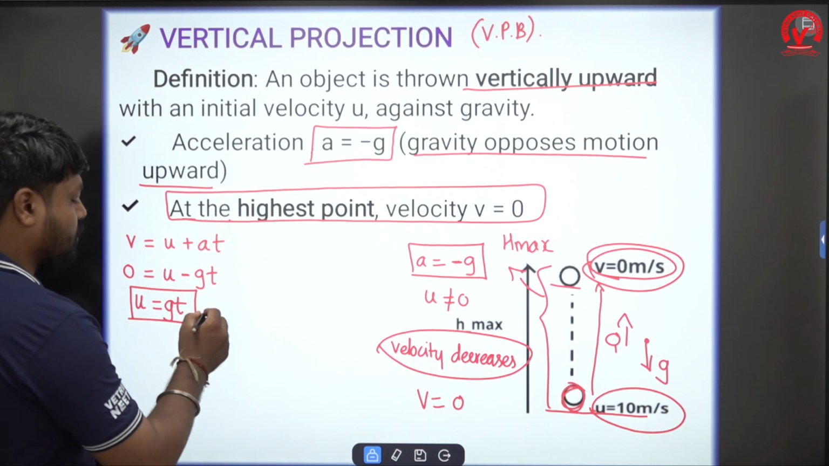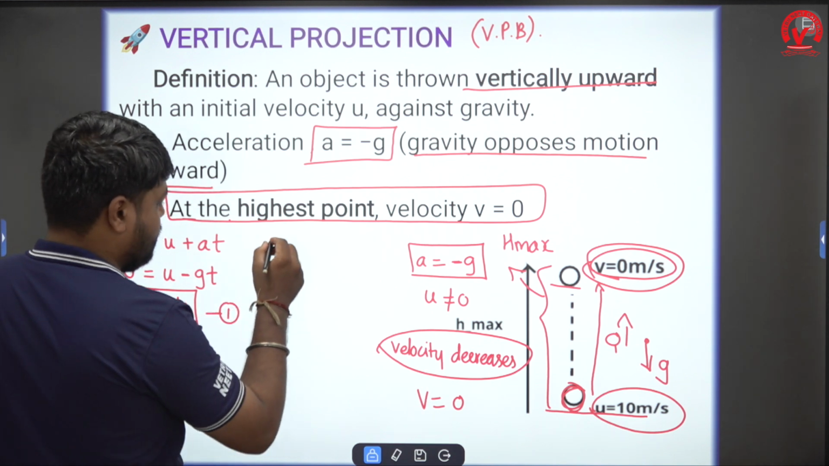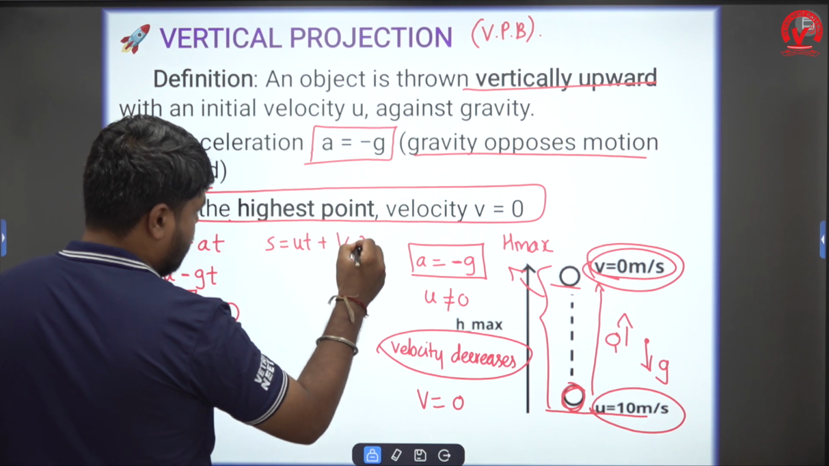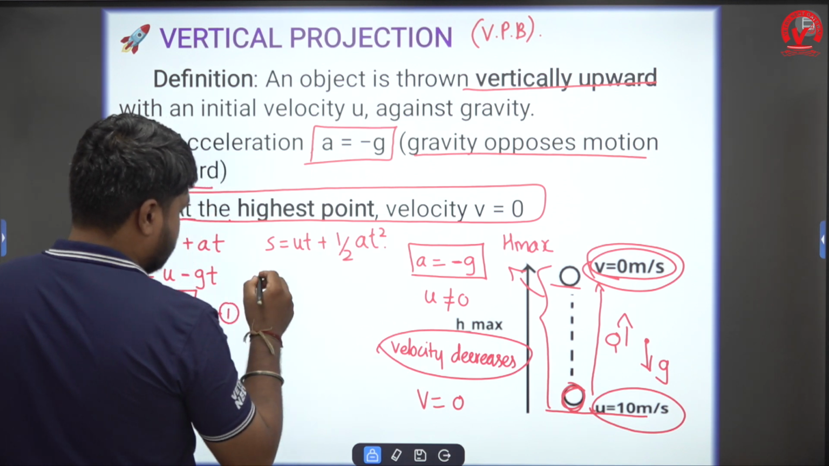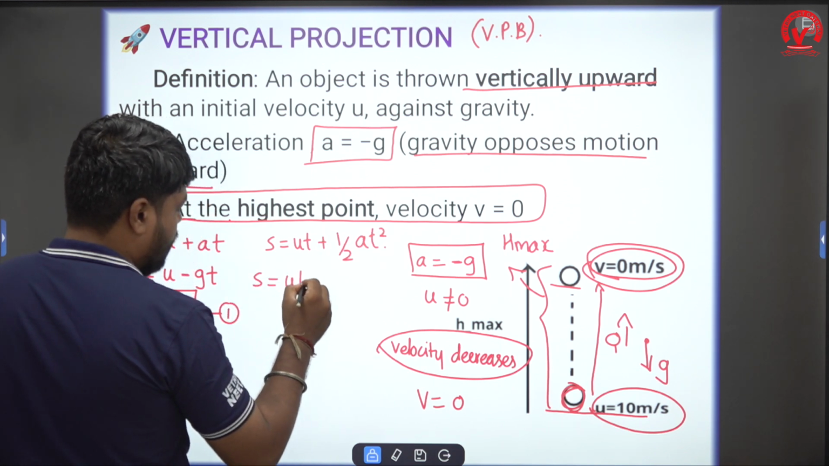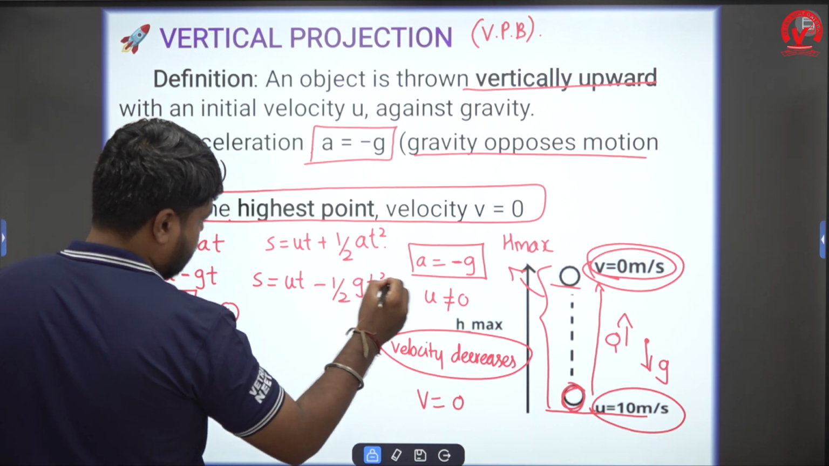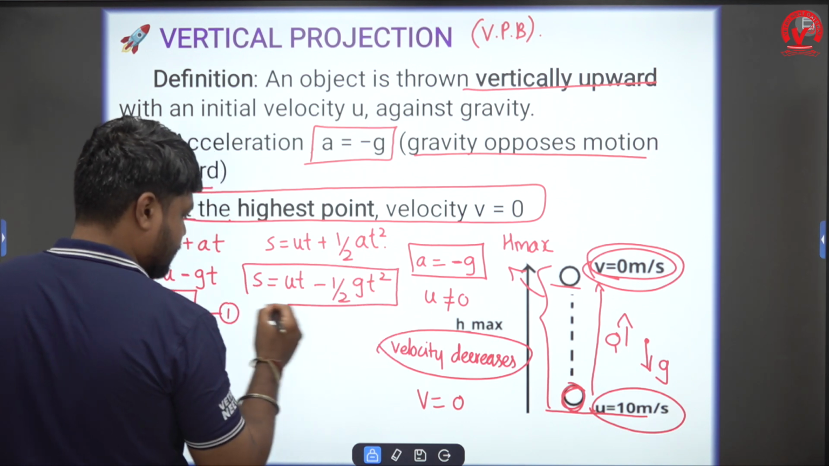That is the first equation. What's the second equation? s is equal to ut plus half at square. Here, what happens? Instead of a we put minus g, so s is equal to ut minus half gt square. This is the second equation.